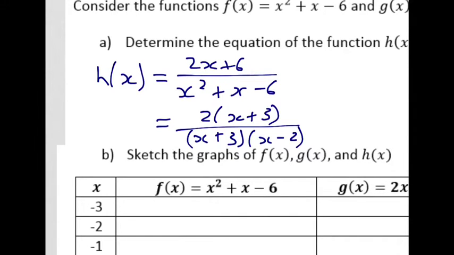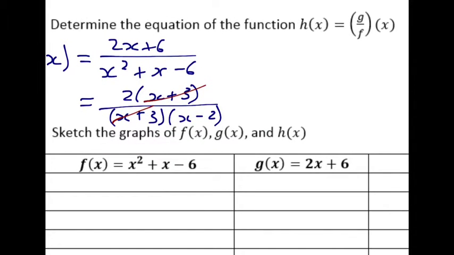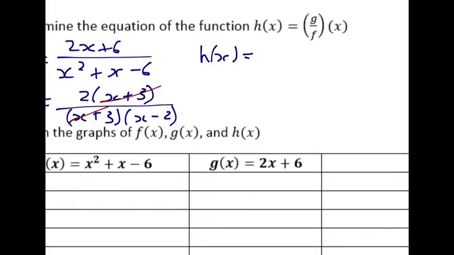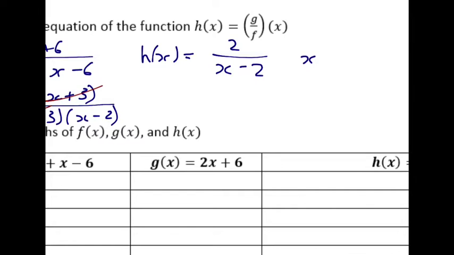What happens next? Yeah, what happens when you cancel these guys? You get a hole. Oh, interesting. Right? So this would equal 2 over x minus 2. And you have a hole at negative 3. What happens at 2? X equals 2.